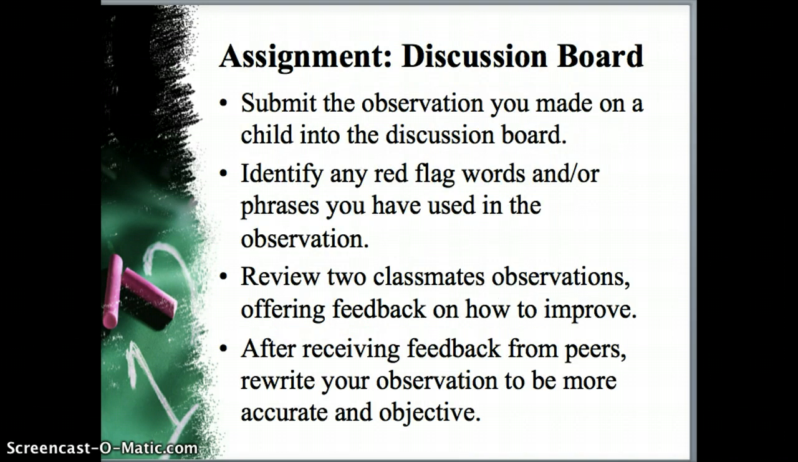So now that we have reviewed some objective and subjective observations, we're ready to look at the observations we write on our own. So our assignment for today is to submit the observation you made on a child into the discussion board. You're going to analyze your own observation, identifying any red flag words or phrases that you may have used in the observation. Then review 2 of your classmates' observations and offer feedback on how to improve. Finally, after receiving feedback from your peers, you're going to rewrite your observation to make it more accurate and objective. We'll be working more on this topic, and I look forward to reading your observations in the discussion board.